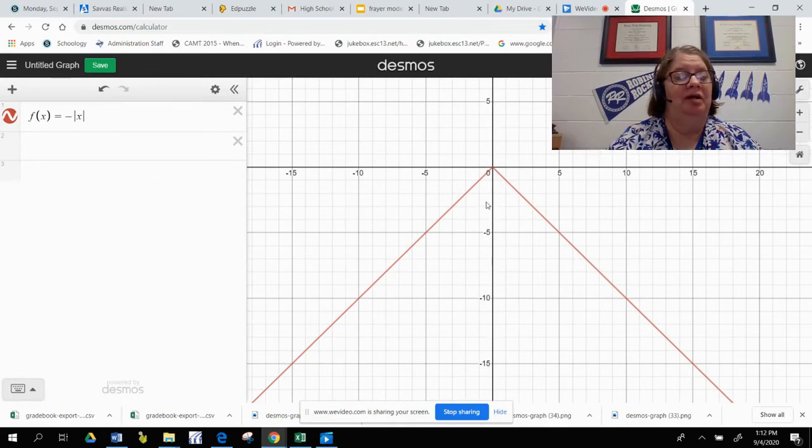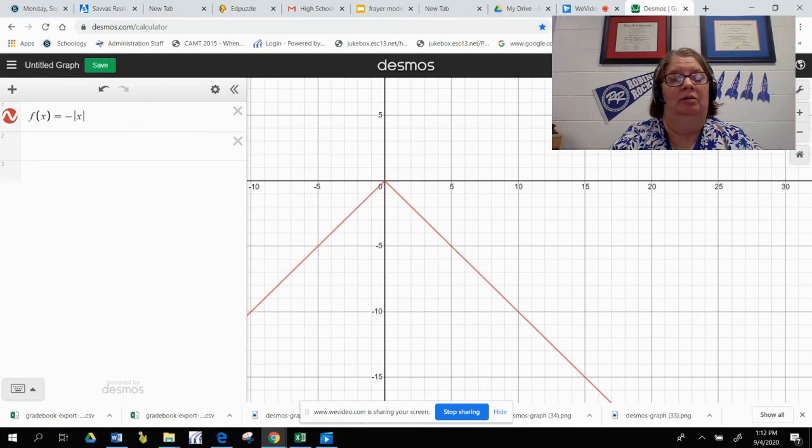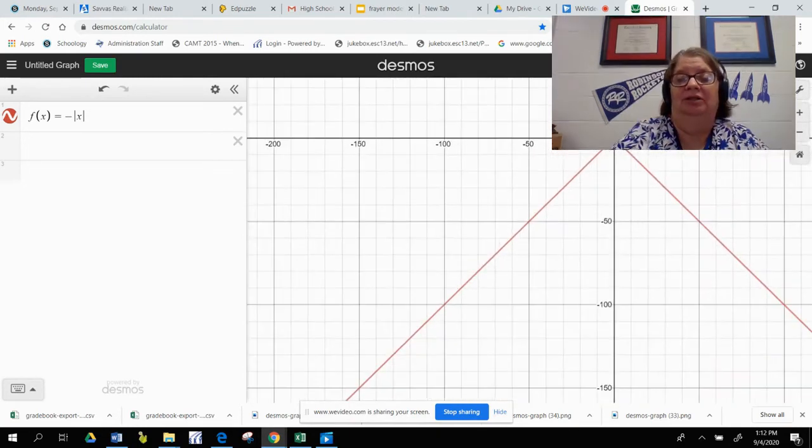There it is, absolute value of negative x, or negative absolute value of x, reflects that graph across the x-axis. What's that mean in plain English? Flip it upside down. So instead of a V that opens up, we've got a V that opens down. The vertex is still at 0, 0, so that didn't move, right? It hasn't moved left. It hasn't moved to the right. It's only reflected across the x-axis. Okay, reflected across the x-axis.